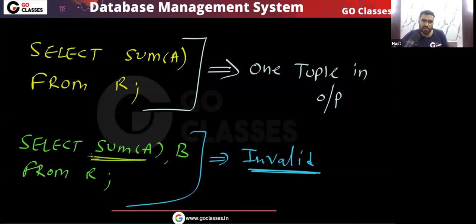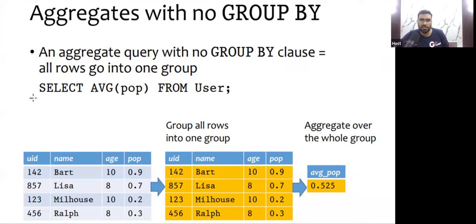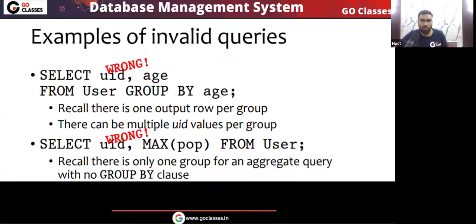I told you in the last lecture, when you have aggregation, you cannot put an unaggregated attribute. Very simple. You will get one tuple in the output. From the user table, average popularity. The entire table will be considered as a group because there is no group by. And for one group, one tuple will be in the output. So the output will be the average popularity. That's it. We have seen all these points.